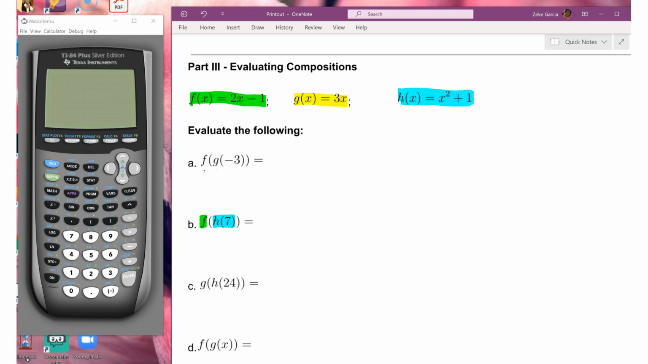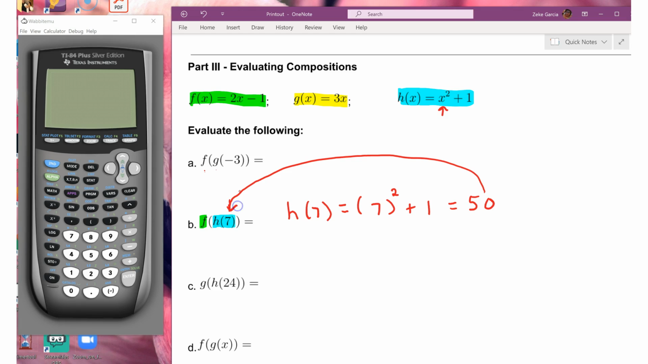So for example B, we have f, and what is the input? h of 7. So you have to first evaluate h of 7. And here h of 7, the h is going to be blue. So we have as our input 7 squared. Remember, 7 is the input, plus 1. 7 squared is 49 plus 1 gives you 50. Now 50 is going to go back into the outer function, which is f.